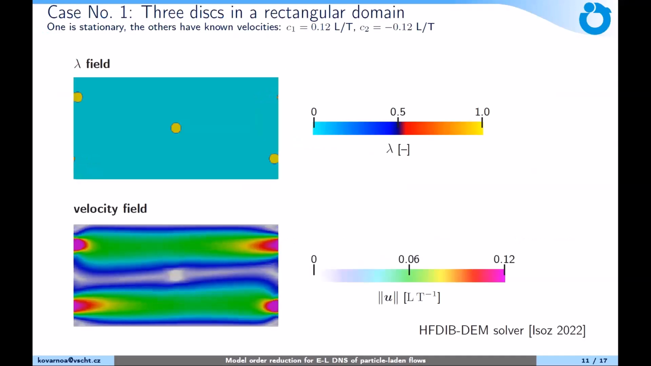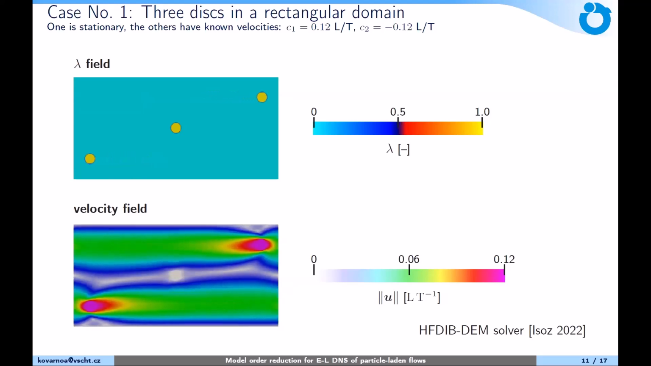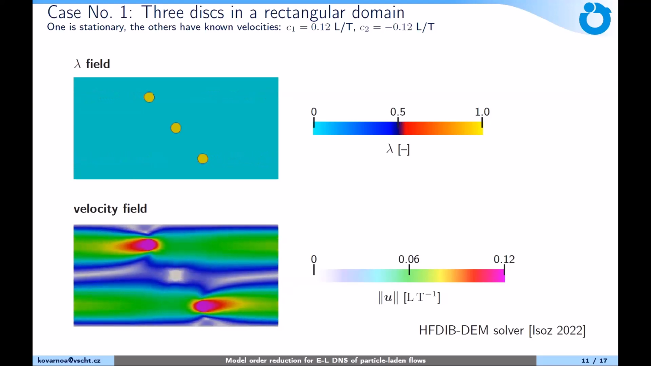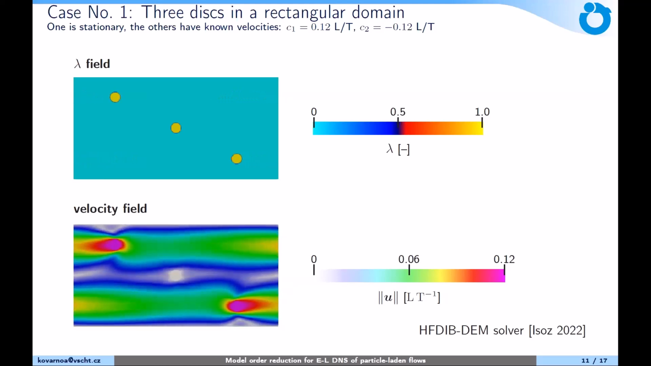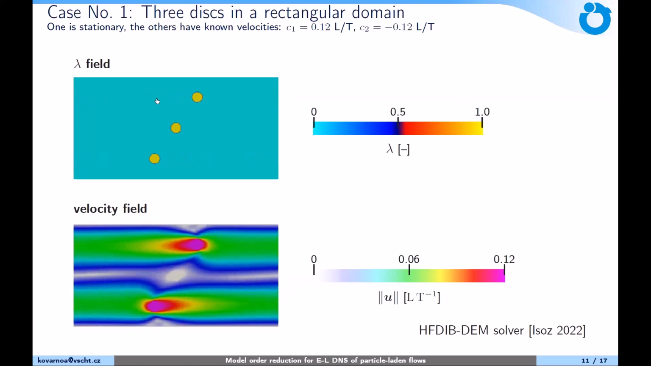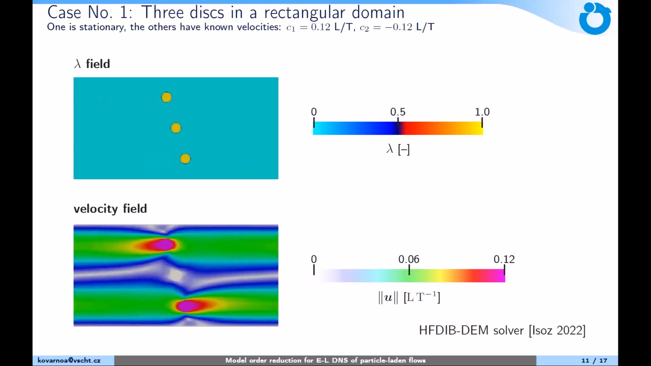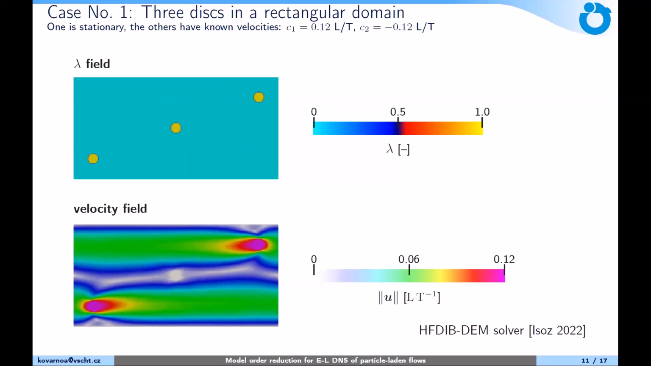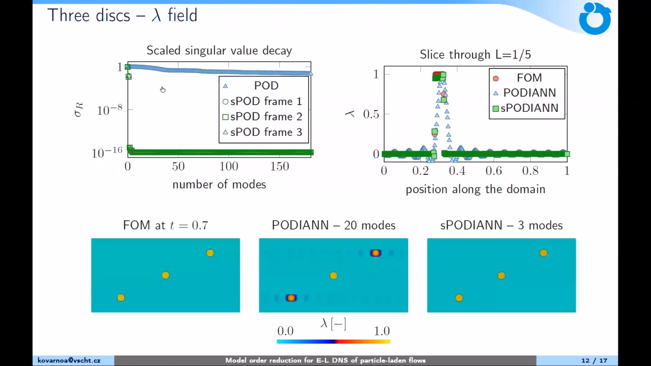Now, some examples that were simulated by our in-house solver that I have shown you in the motivation slide. I forgot to mention that this solver describes the presence of the particle by a lambda field, where the lambda field is equal to 1 inside the particle and 0 outside, between 1 and 0 on the boundary. This particular case is a case with 3 disks in a rectangular domain, where one of the disks is stationary and the other 2 are moving with prescribed velocities.